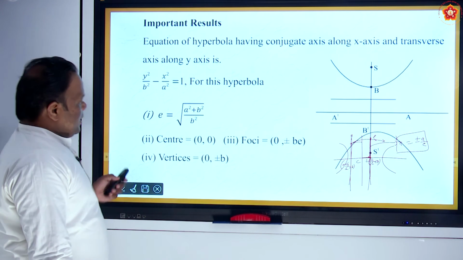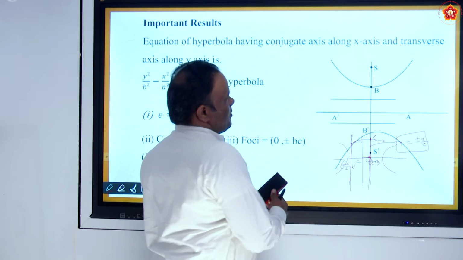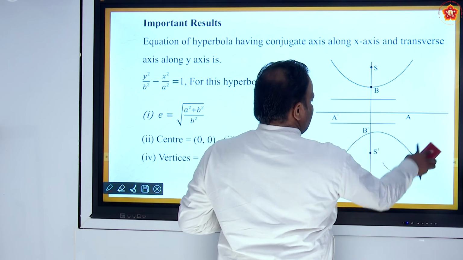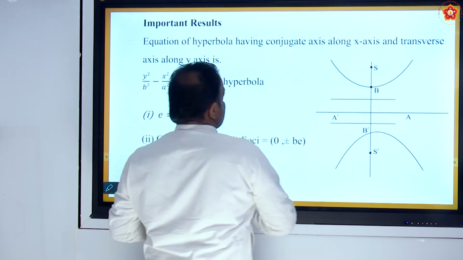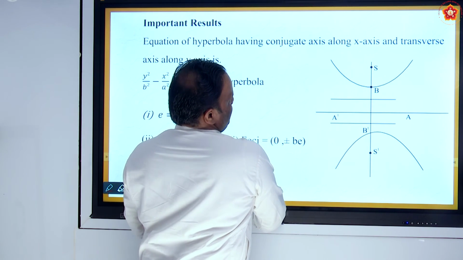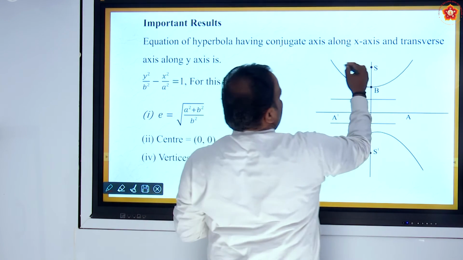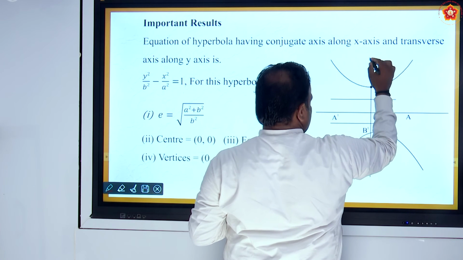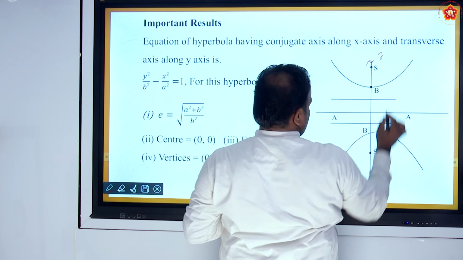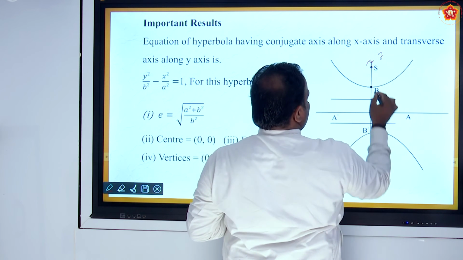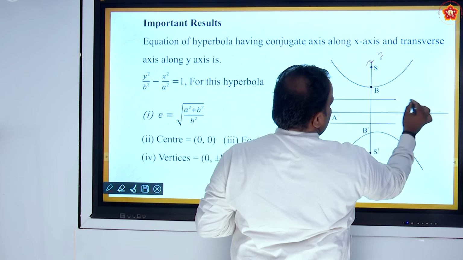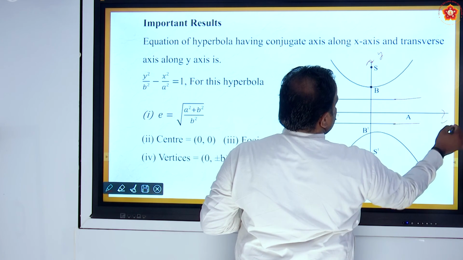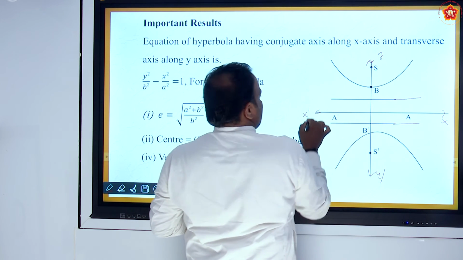Okay. Next, one more type of hyperbola, another form of hyperbola, where the conjugate axis and transverse axis are interchanged. It means the hyperbola is symmetric about the y axis. This is the y axis, correct? This is y dash. Then what is the focus? What is the equation of directrix? This is the x axis. What is the equation of LRC?